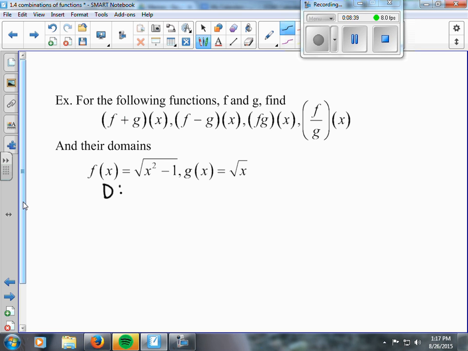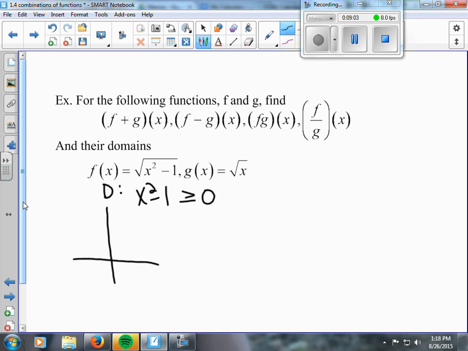F has a very restricted domain, because this square root, x squared minus 1, is what I'm taking the square root of. That has to be greater than or equal to 0. That's kind of tricky to do. How do I make x squared minus 1 always greater than or equal to 0? Well, to do that, I'm going to graph it and show you where it's always greater than or equal to 0.